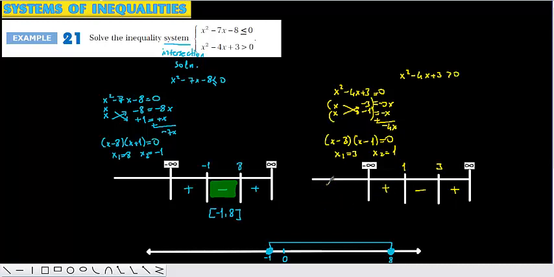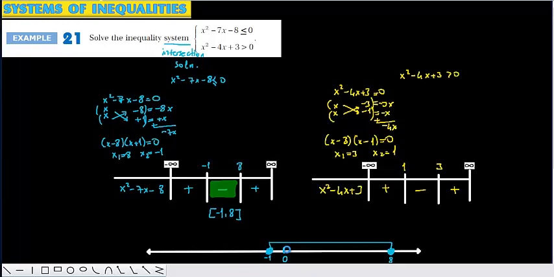I forgot to write here which functions I'm analyzing. Here x squared minus 4x plus 3 I analyzed here, and the second one, x squared minus 7x minus 8, I analyzed here. I forgot to put the parentheses, so I add that parenthesis here also.